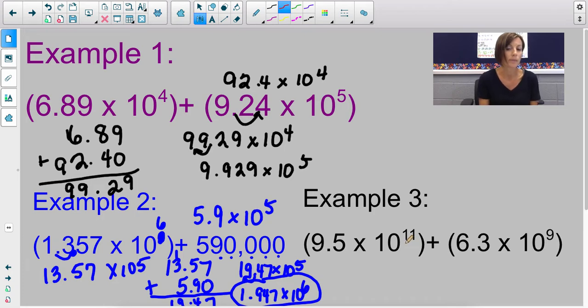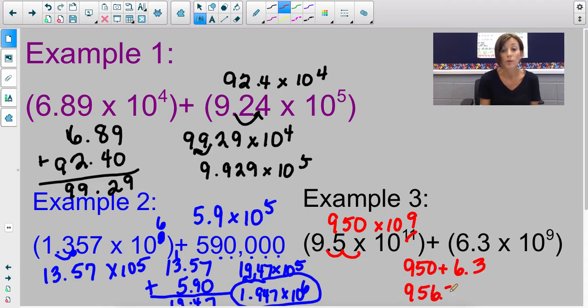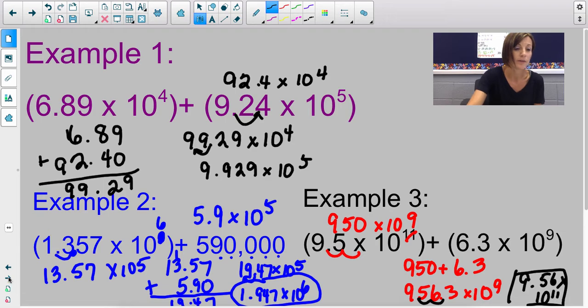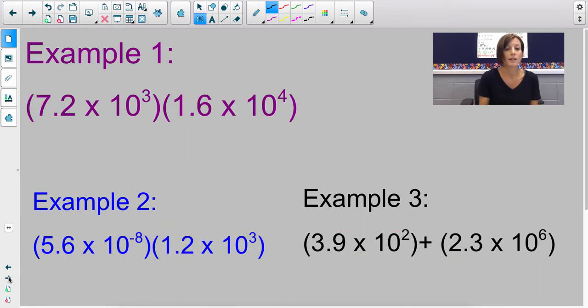What do I got in example 3? Why don't you try it by yourself and then play and see if you got it right. So first convert, we got 950 times 10 to the 9th. So 950 plus 6.3 is 956.3 times 10 to the 9th. Change colors. Move it back. How'd you do? All right. Well, adding seems like we got it down.